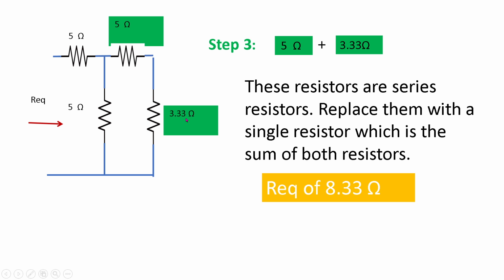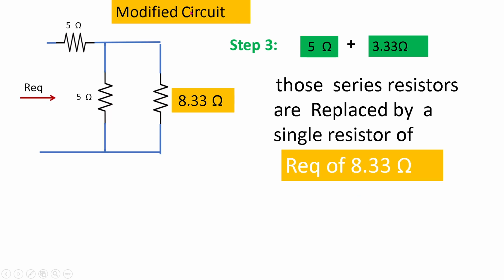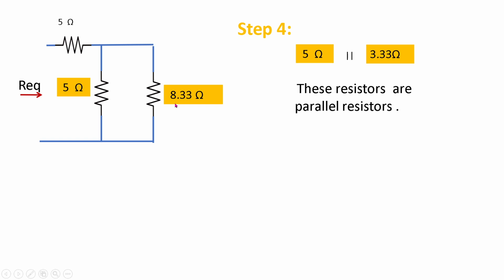Now we move on to step 3, in which we are going to find the equivalent of these two resistors. This is a 5 ohm resistor, this is 3.33. So they are series resistors, so the equivalent value is just the sum of these two. So it is 8.33 ohm. Now we get the modified circuit in which these two resistors are replaced by a single resistance of value 8.33. So that this modified circuit has only 3 resistances.